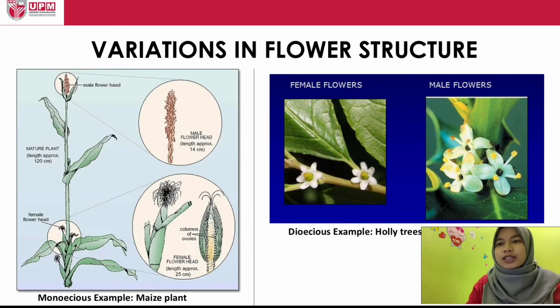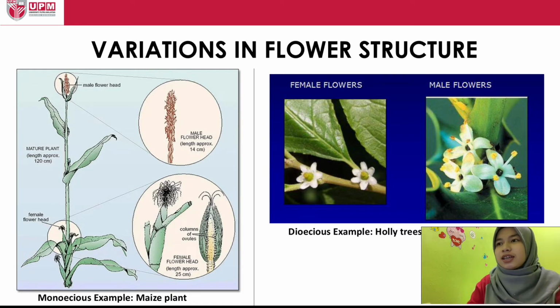For monoecious, the example is the maize plant, where you can see the male flower head at the upper part of the plant. It contains all the male portions, while the bottom part of the plant contains all the female portions of the flower. On the other hand, the dioecious example is the holly tree. Both are holly tree species, but one plant contains only female flowers, and another plant contains only male flowers.